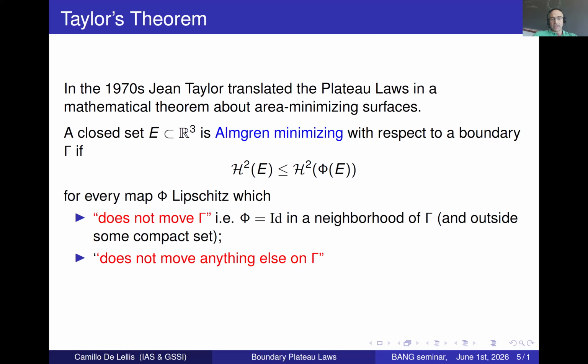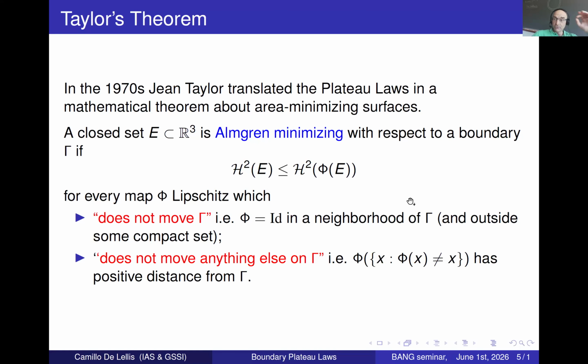But then the other requirement is that you don't move anything else which was outside gamma into gamma. So this is mathematically stated as, if you look at the image of the points which are displaced by the map phi, they must have positive distance from gamma. Now, of course, also to make this problem meaningful, we are assuming your set E has finite Hausdorff two-dimensional area, I mean, two-dimensional measure.